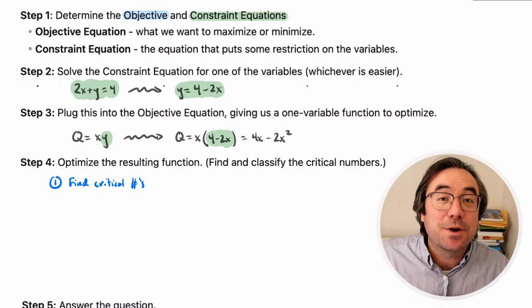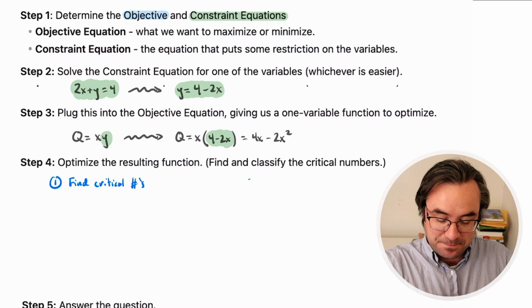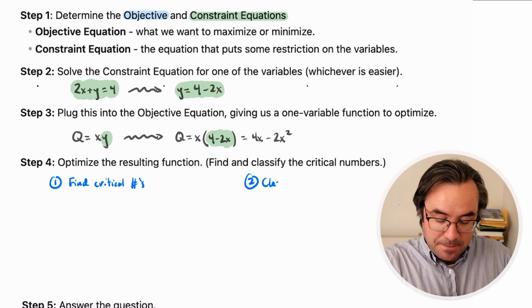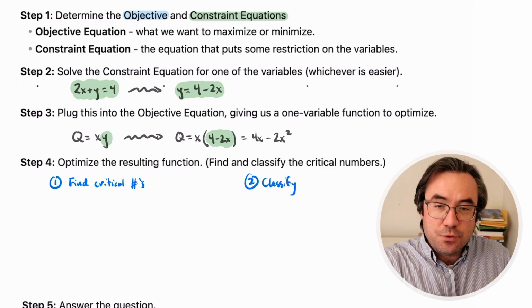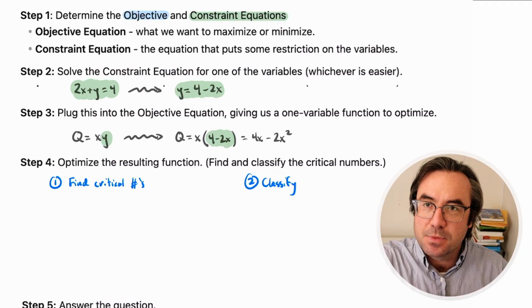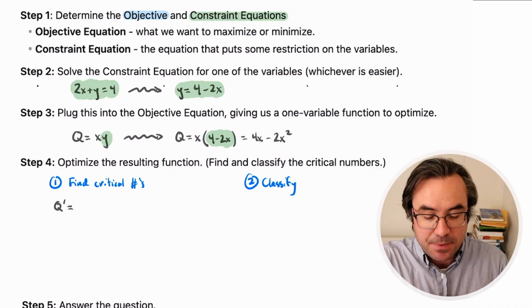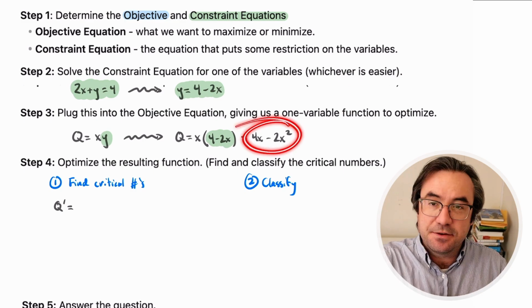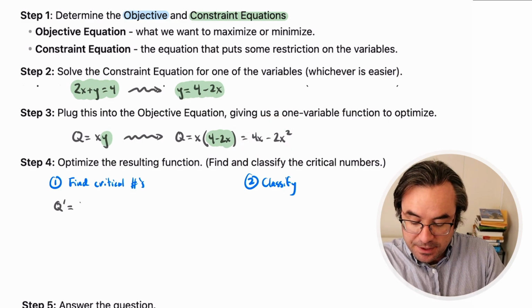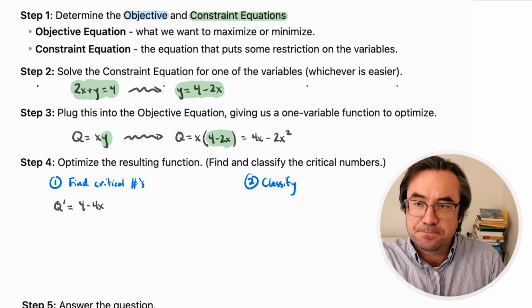And then the second step, we're going to classify them. And we know we have two different tests that we can use. So first of all, let's find them. And to do that, we need our first derivative. So we're going to calculate q prime, differentiate the function here, we get 4 minus 4x.